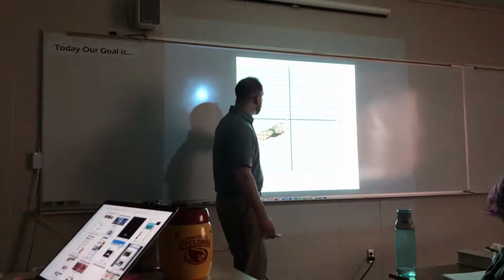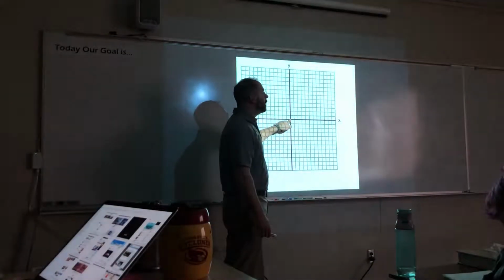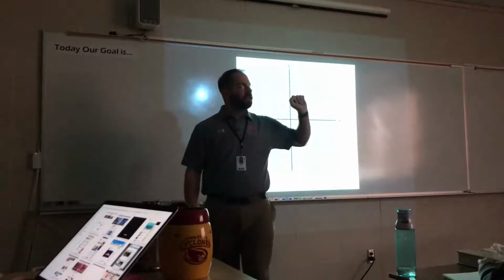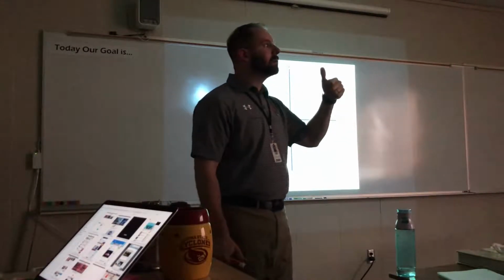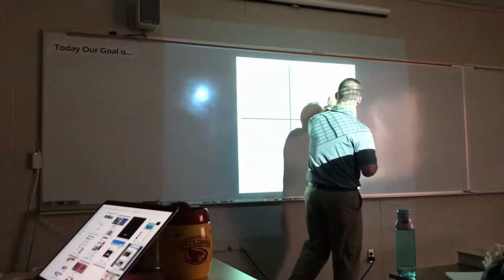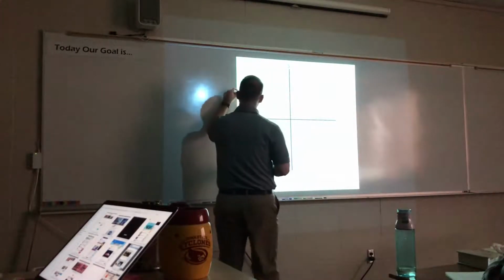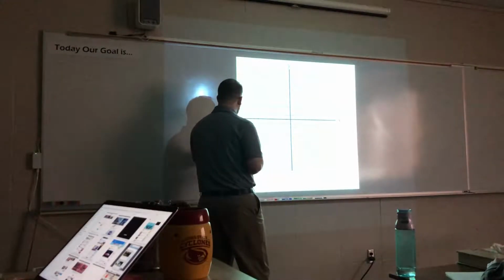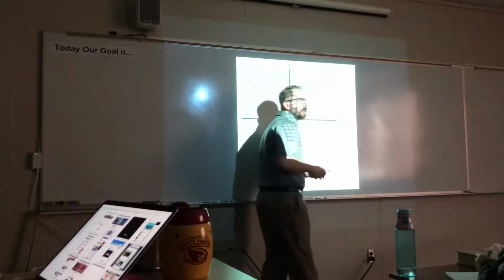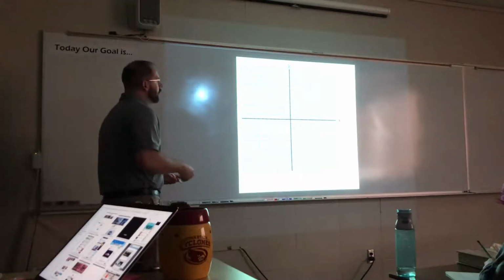On a graph, remember origin's the middle. We have the x-axis, we have y-axis, we have the quadrants. The big thing I'm going to be telling you today is to look at certain parts. So if you don't know where the quadrants are, this is quadrant number 1, quadrant 2, quadrant 3, and 4. They go counterclockwise today. You need to know that.